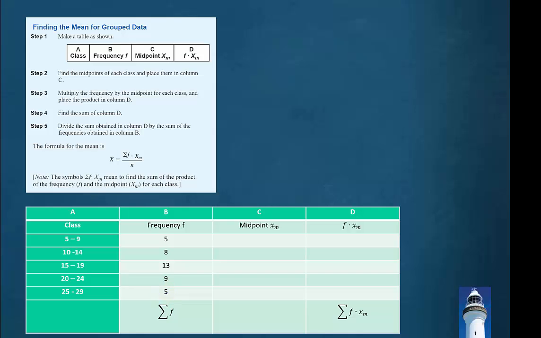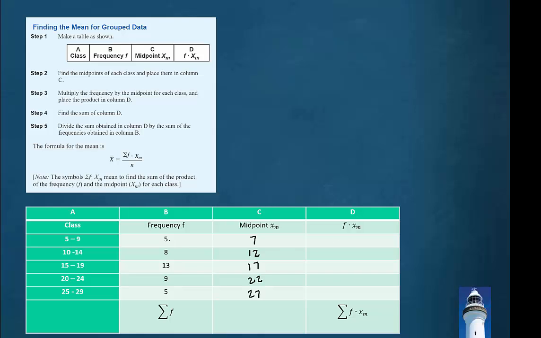So the first thing that we need to do is find the midpoint for each of these classes. We're going to wind up with a midpoint of 7 for the first class, 12 for the second class, 17, 22, and 27. And we see that these midpoints differ by 5, which they should, as the class limits also differ by 5. Now we'll need to find the products of the frequencies and the midpoints.